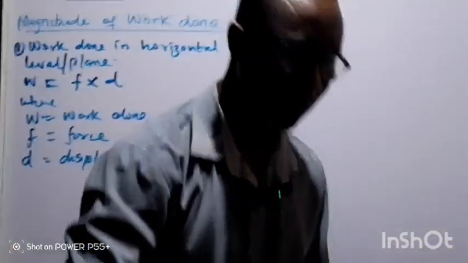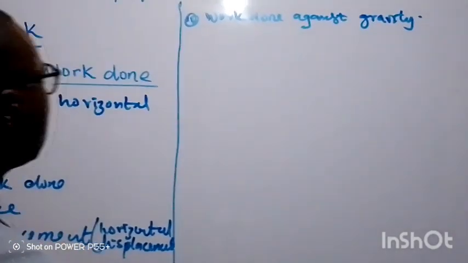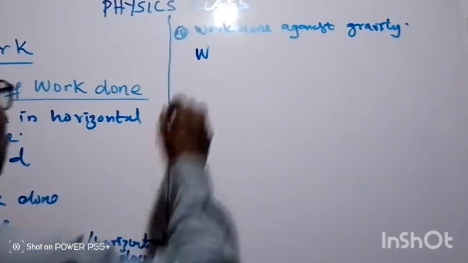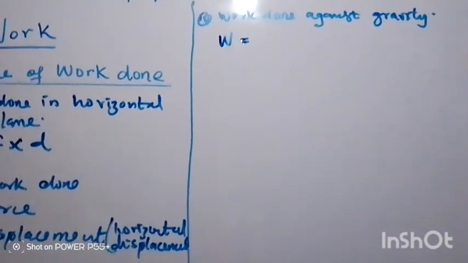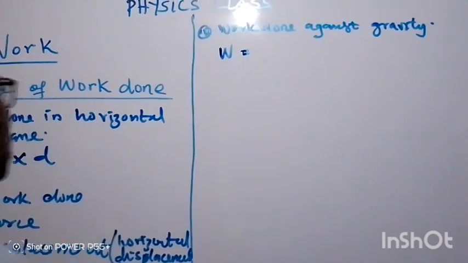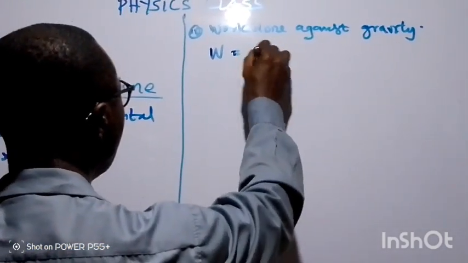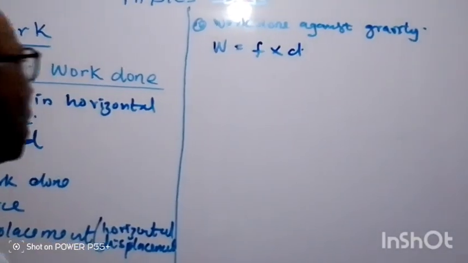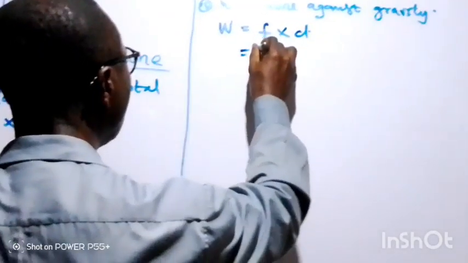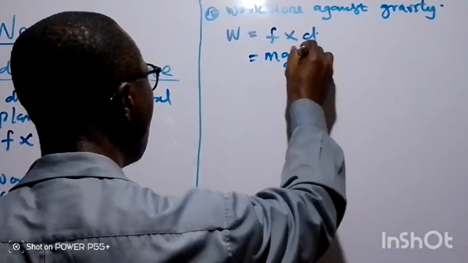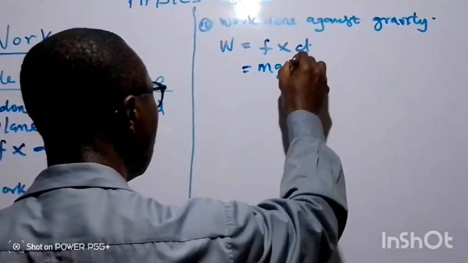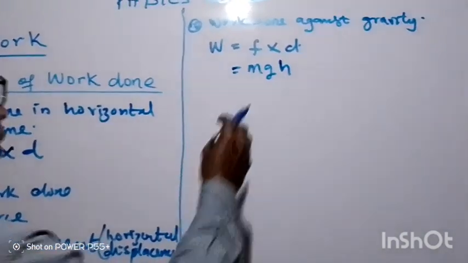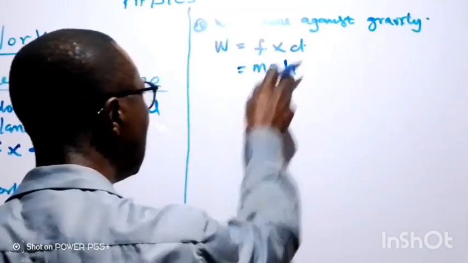For that, the work done W will be equal to force multiplied by displacement. Since it's being done against gravity, our force will be equal to mg, and our d will be the height. As I lifted the weight the other time, we consider the height and the mass of that weight.